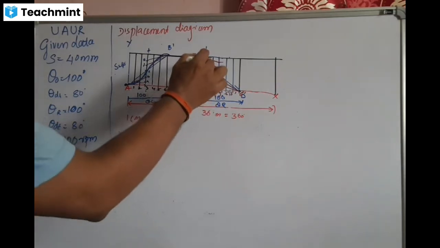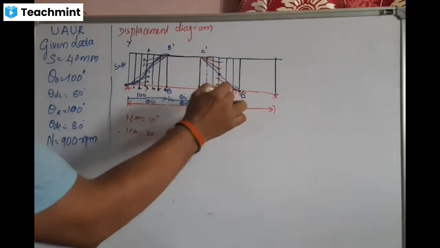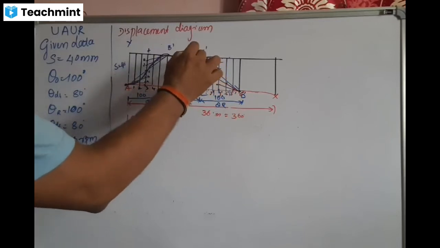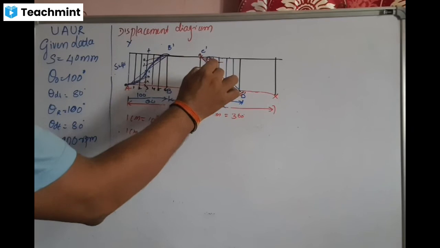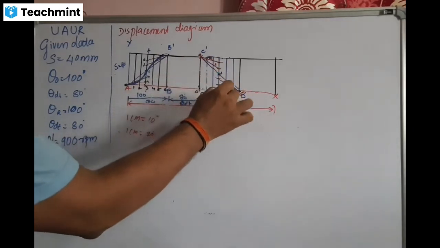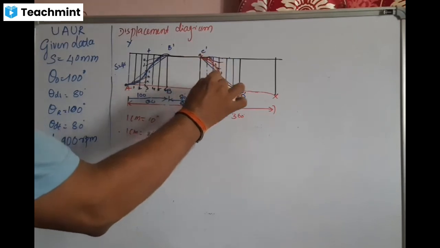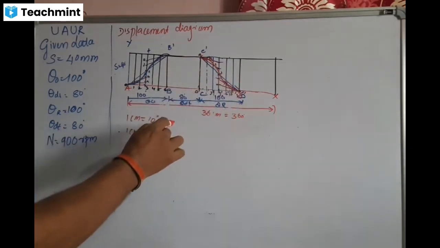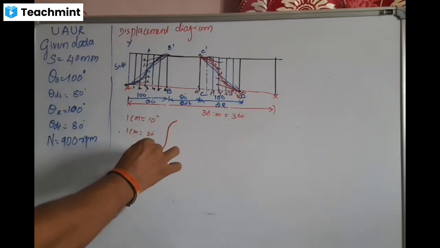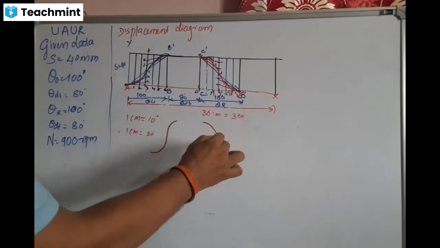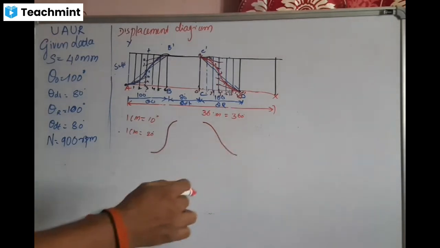Now let us mark the intersection points here. Now let us take this G, H, I, J, K, L, M. Now join these points with a smooth curve here. So you will get the profile of displacement in this way, okay, for outstroke and for return stroke.